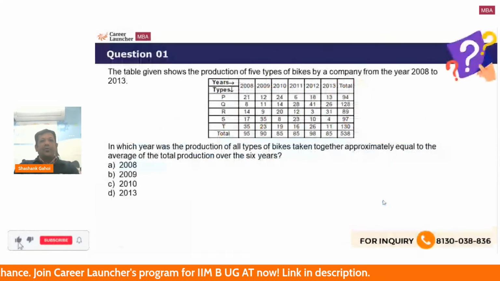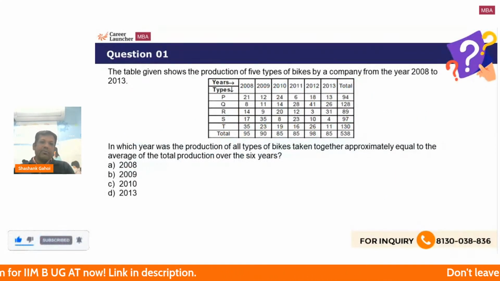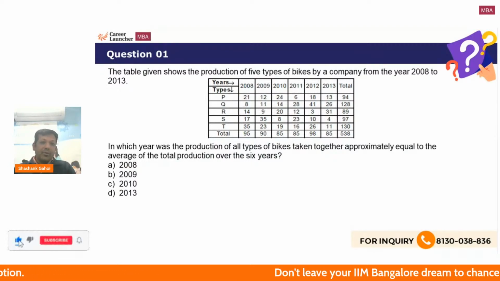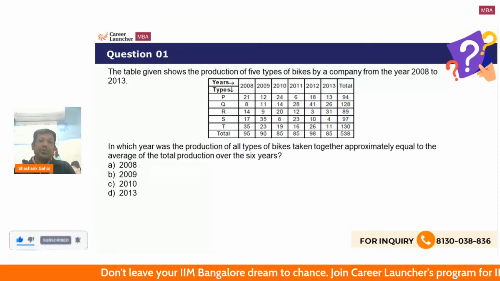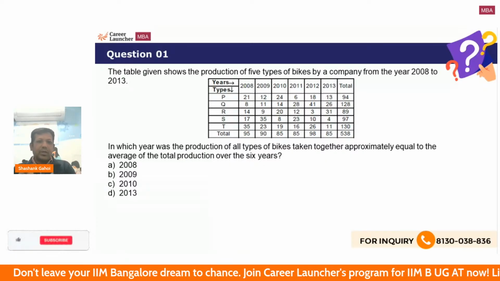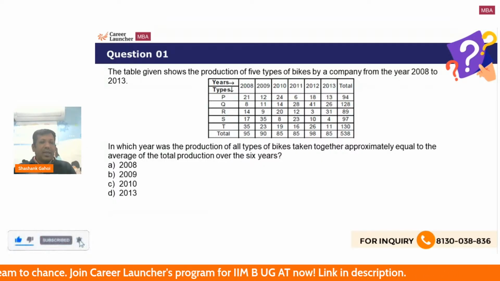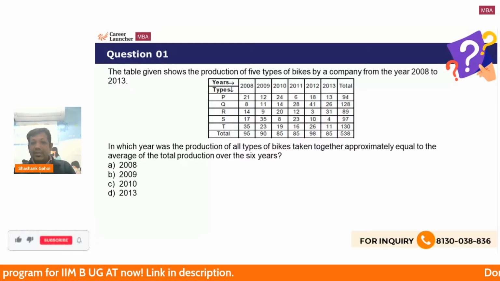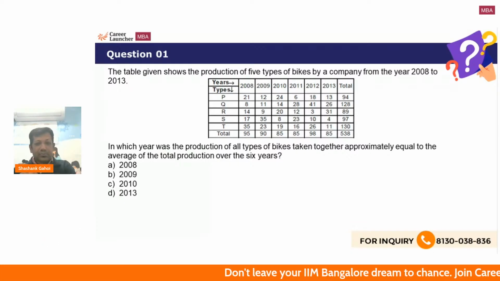So what is the first type of question? We can see it says that there is a table given. There is too much data in the table. The table shows the production of 5 types of bikes by a company from 2008 to 2013. The whole data is given, years are given, type is given. Now it says in which of the following years the production of all types of bikes taken together is approximately equal to the average of the total production of the 6 years.